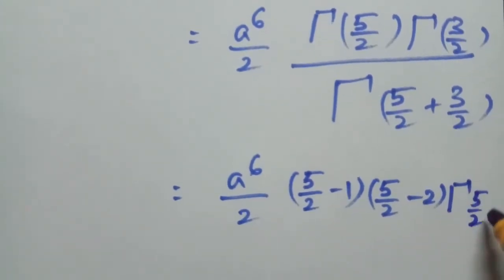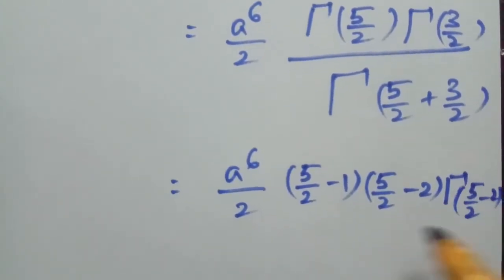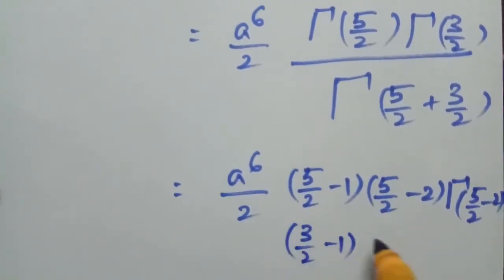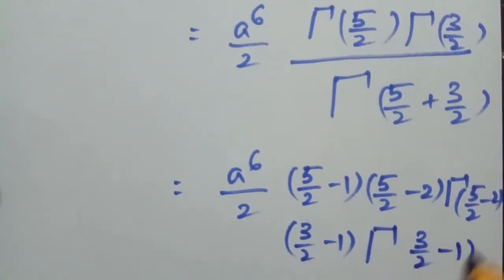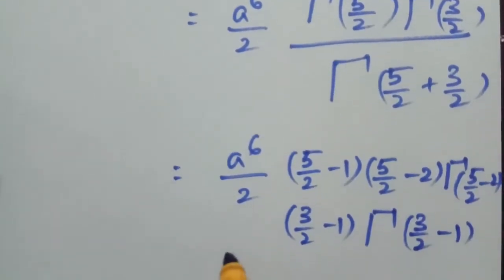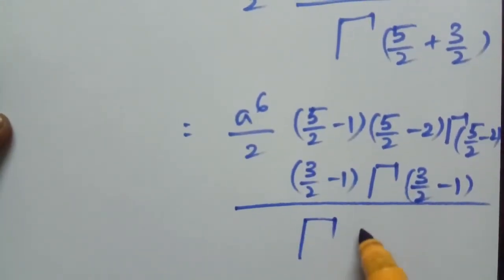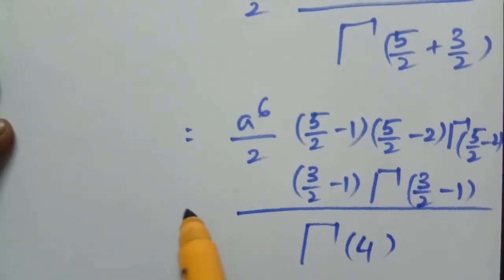5 by 2 minus 2 into again gamma 3 by 2, also 3 by 2 minus 1 is the last positive factor. If we continue again, we get a negative value, by gamma 8 by 2, that is equal to 4.